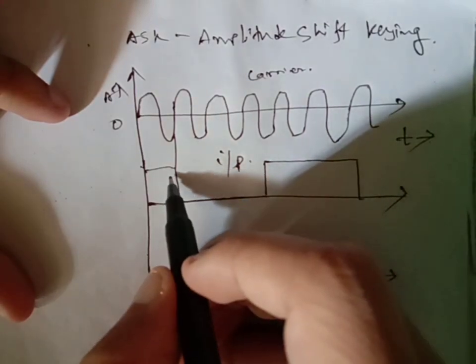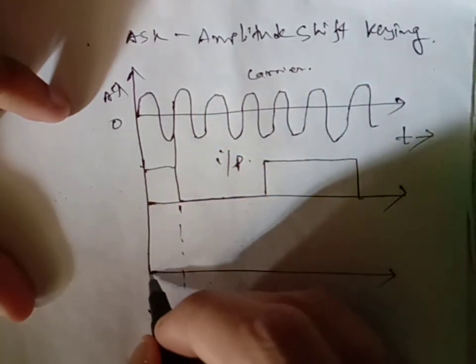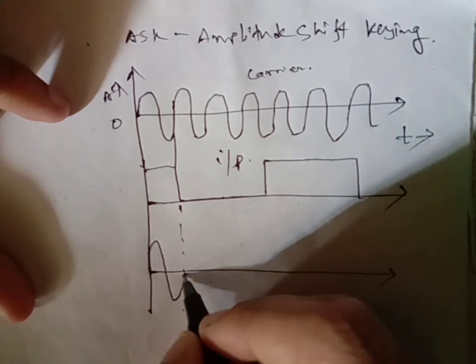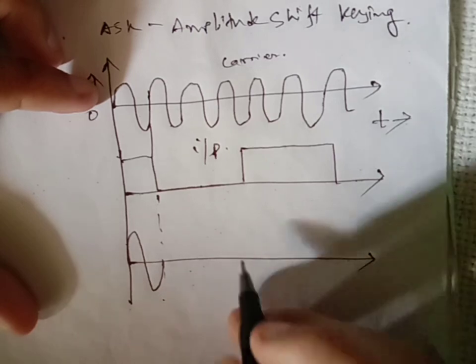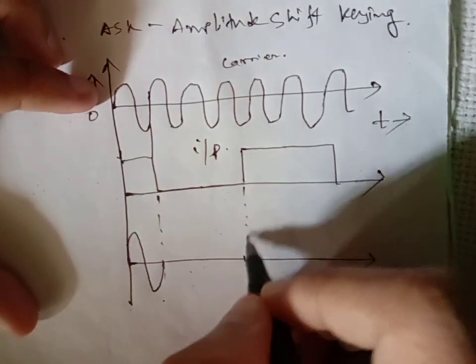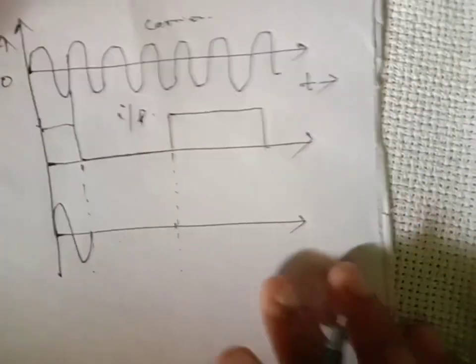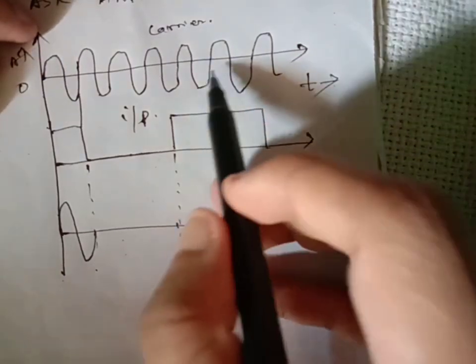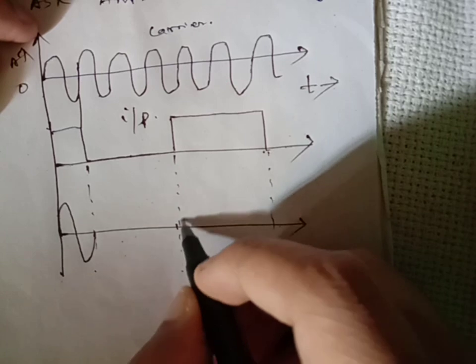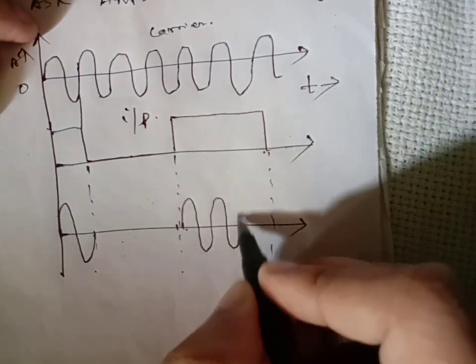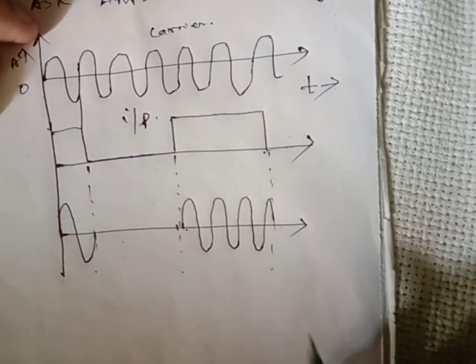When there is 1, the carrier will be there with the same amplitude and frequency. When there is 0, no signal will be there, that is the output will be 0. Up to here the output will be 0. Again, when there is 1, the same carrier will be repeated here like this with the same amplitude and frequency.